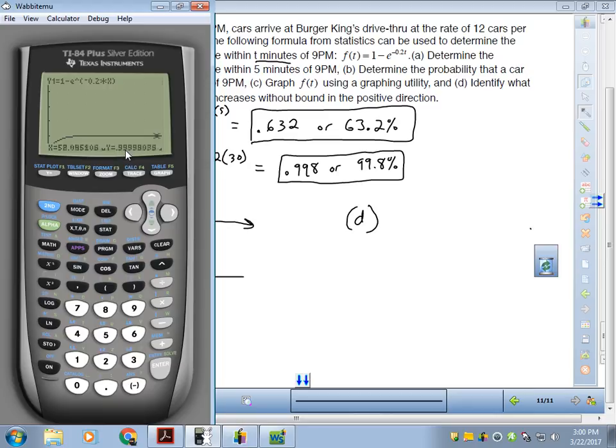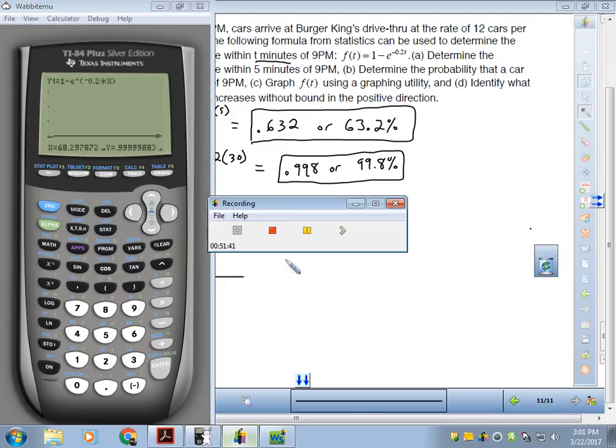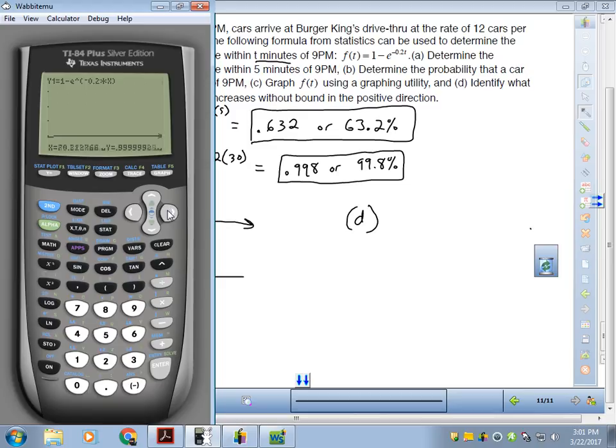So I can write down 0.9999999, and I'm at 58 minutes right now. If I go to 60 minutes, look how that's so close to 1. And I can keep going. I can keep going until my calculator can't go anymore. So you can keep going until your calculator really can't hold any more decimals.